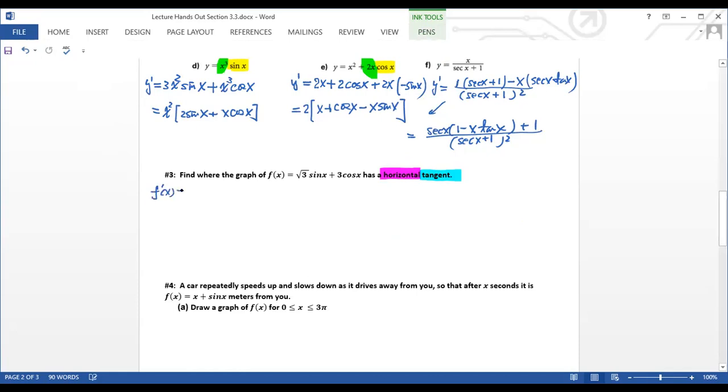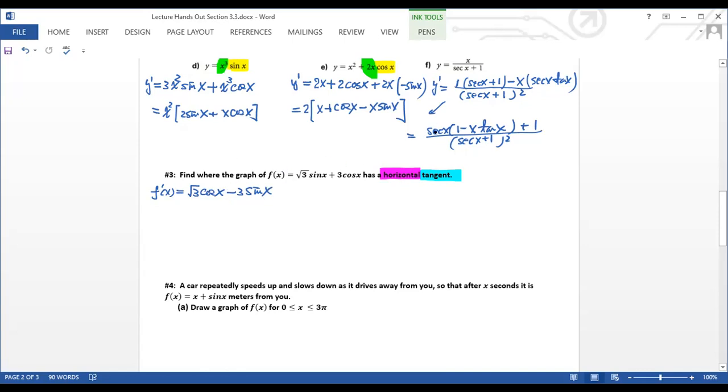All right, so this is square root of the sine x. So the derivative of sine is cosine. So it's square root of cosine x. Then plus 3, so it's minus 3 sine x, right, because the derivative of cosine x is minus sine.